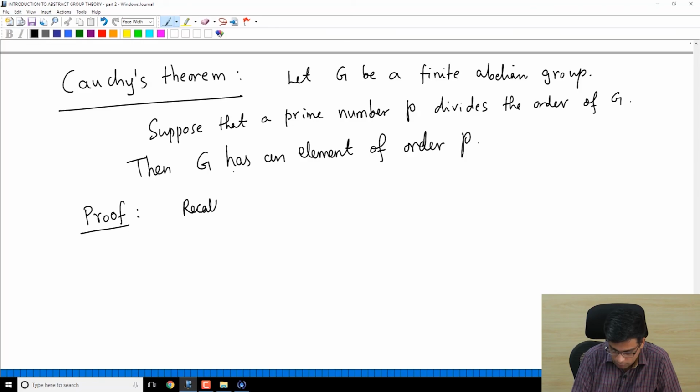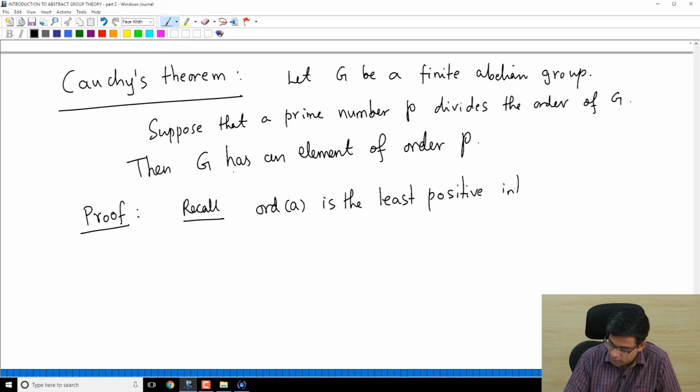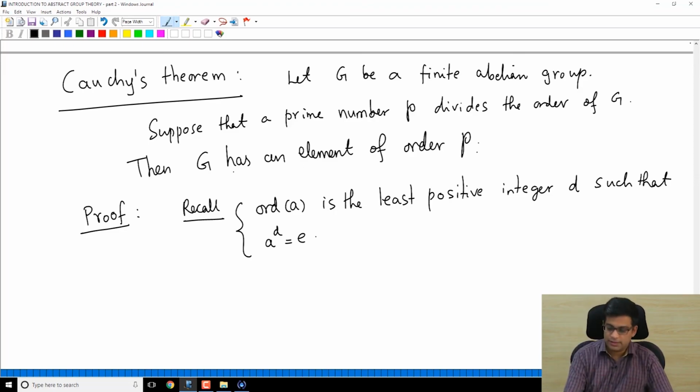So again, the statement: G has an element of order P. What is the order of an element? Recall, the order of an element A is the least positive integer D such that A to the power D is the identity. So there is such an element in the group G. We will prove this in two cases.